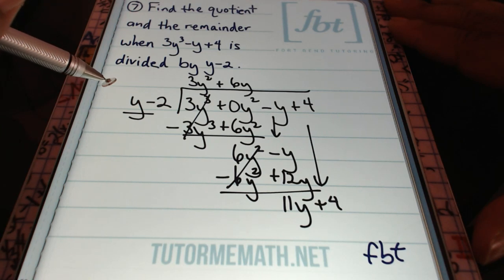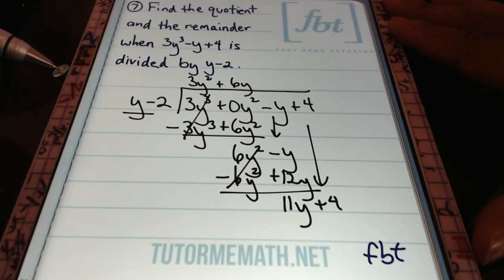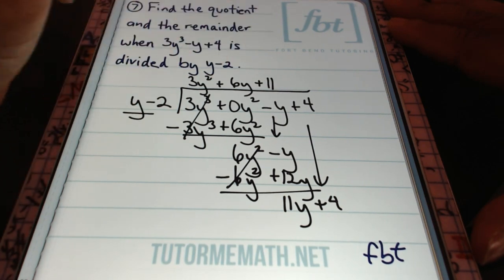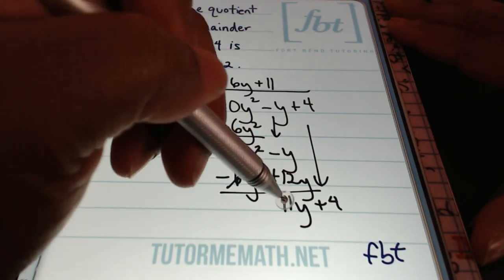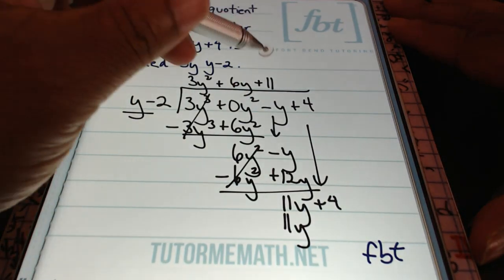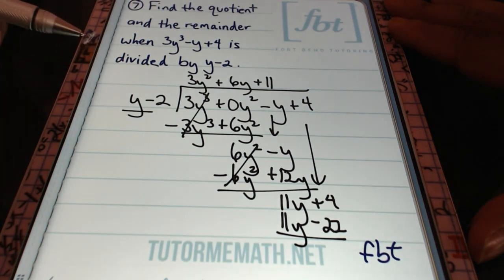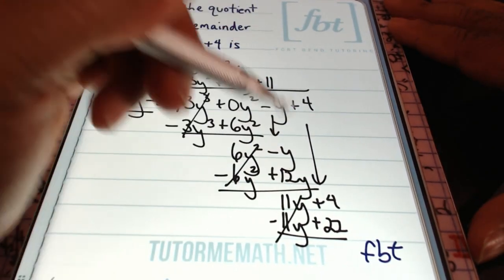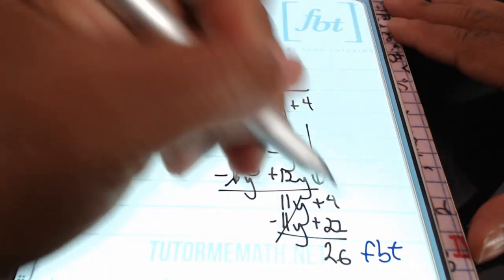We have to multiply y by what in order to get 11y? Exactly. You have to multiply by 11. So you have 11 times y. That gives you 11y. 11 times negative 2 is going to be negative 22. And then you're going to change the signs, guys. Your 11y's cancel out. You'll have a remainder of 26.